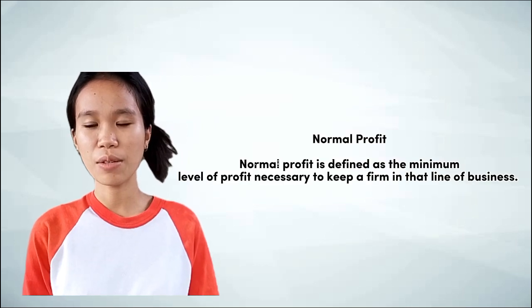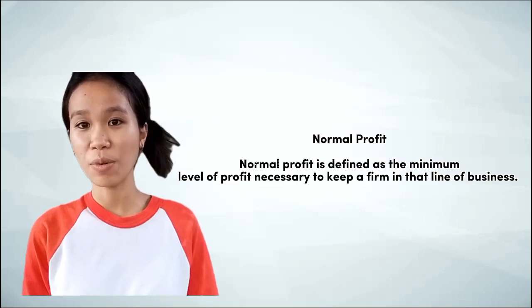Normal profit. Normal profit is defined as the minimum level of profit necessary to keep a firm in the line of business. This level of normal profit enables the firm to pay a reasonable salary to its workers and managers. Normal profit is a profit metric that takes into consideration both explicit and implicit costs. It may be viewed in conjunction with economic profit.